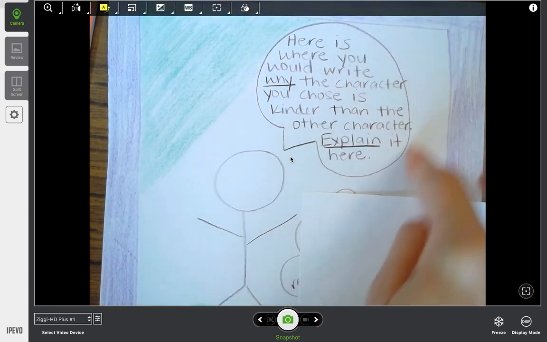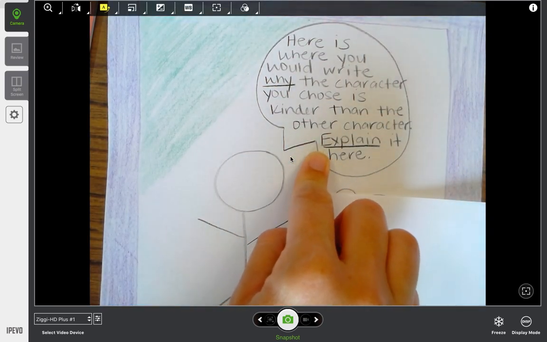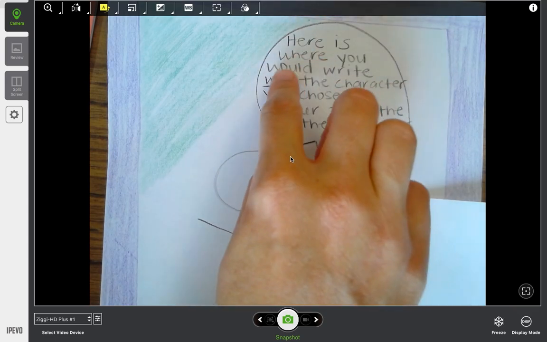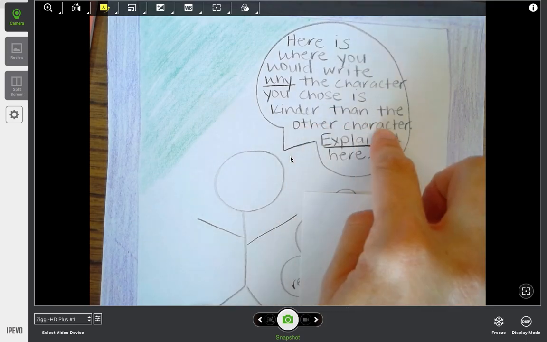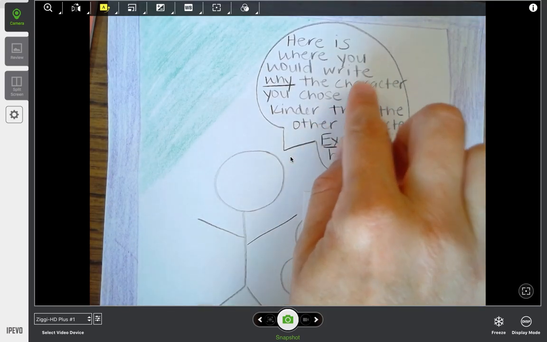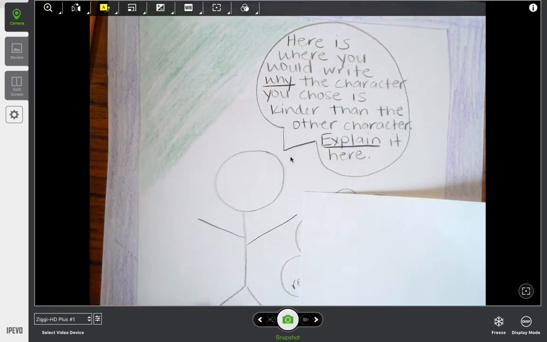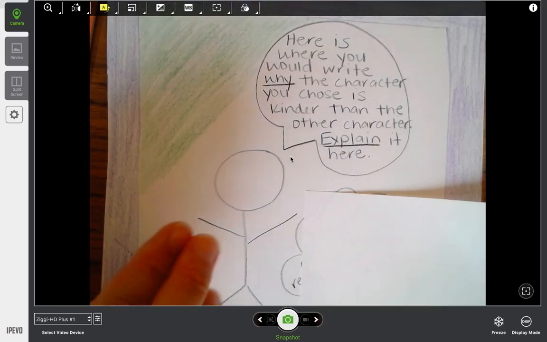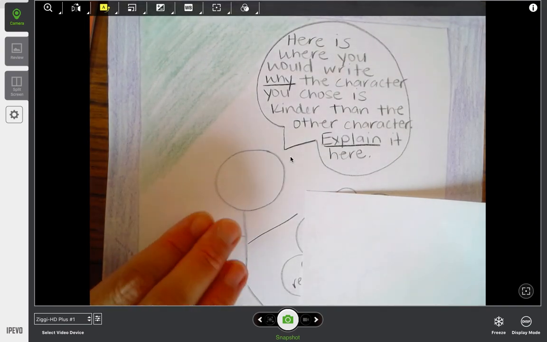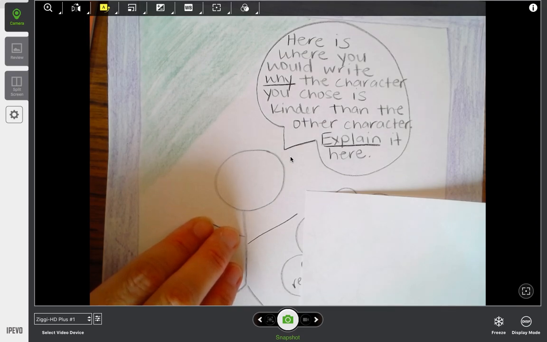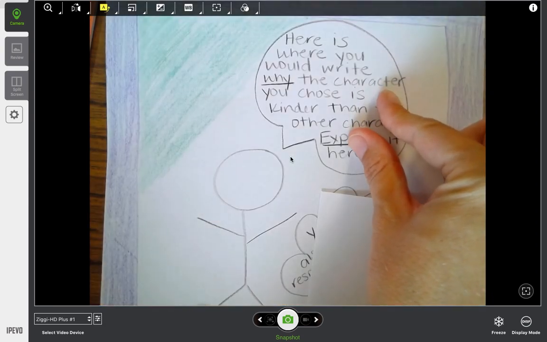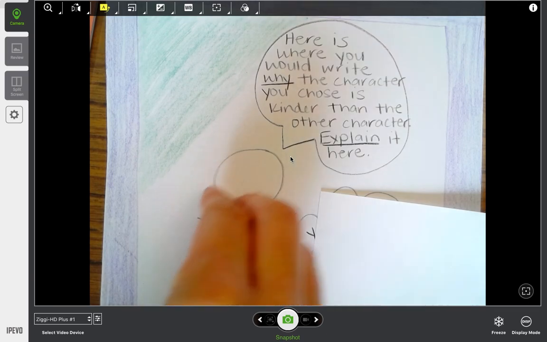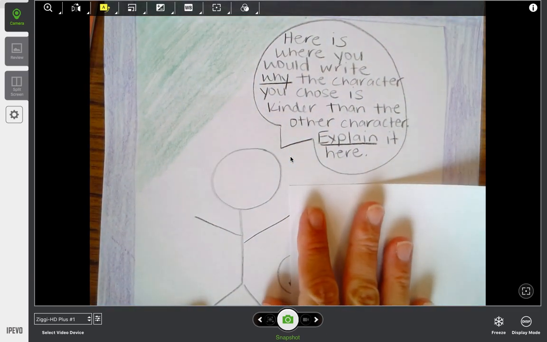So in this thought bubble that you draw on your paper, this is where you would write why the character you chose is kinder than the other character. You explain it in this bubble, like this character is saying it. And again, I have a stick person drawn here just as an example. You will not have a stick figure drawn. You are going to be choosing either the ant to explain why he is kinder or the dove to explain why he is kinder, okay?